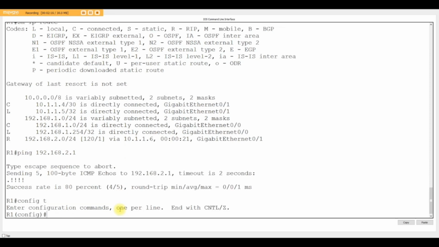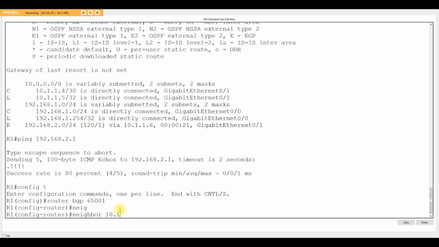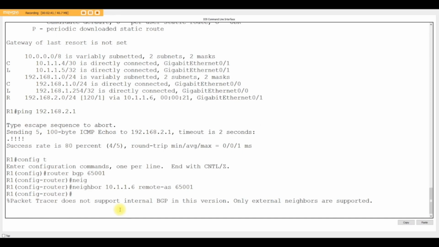So now what we're going to do is configure BGP in this particular router. We're going to do config t, router bgp 65001. Enter. Then we're going to tell it, hey, there's our neighbor. Who's my neighbor? 10.1.1.6. And my neighbor has a remote AS of 65001. Enter. Oh, that's right. Sorry, not 65001, 65002.